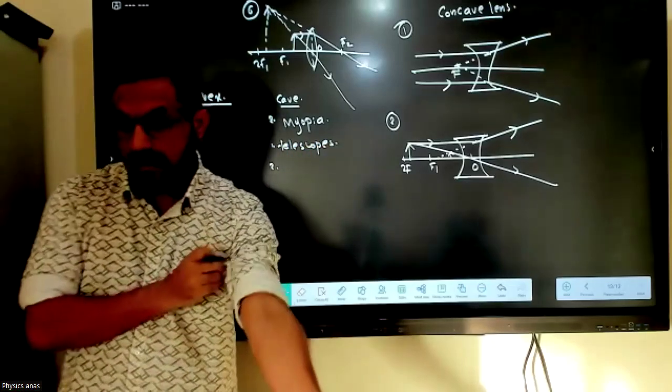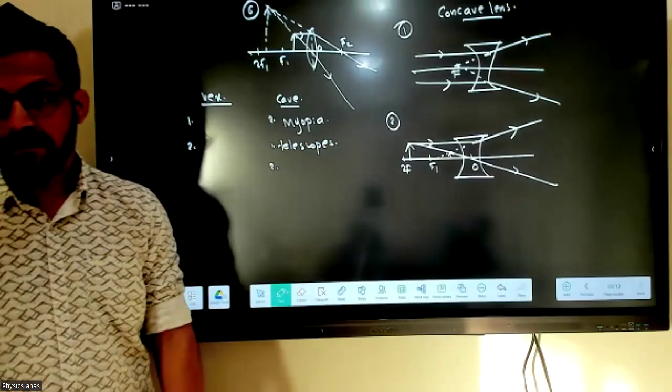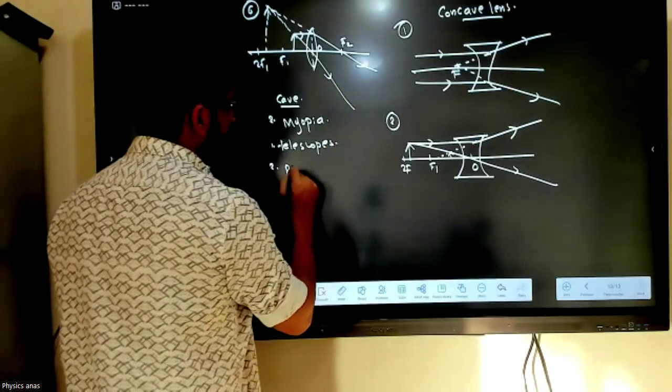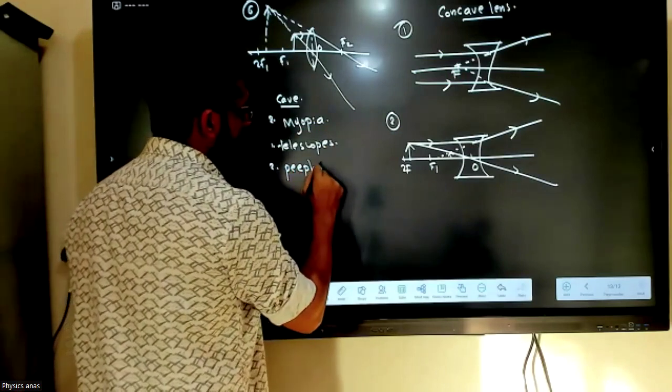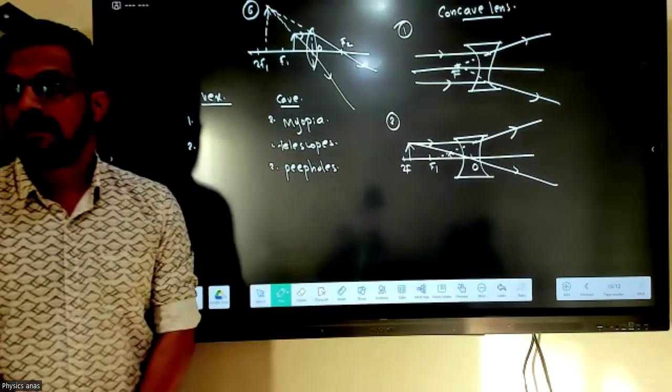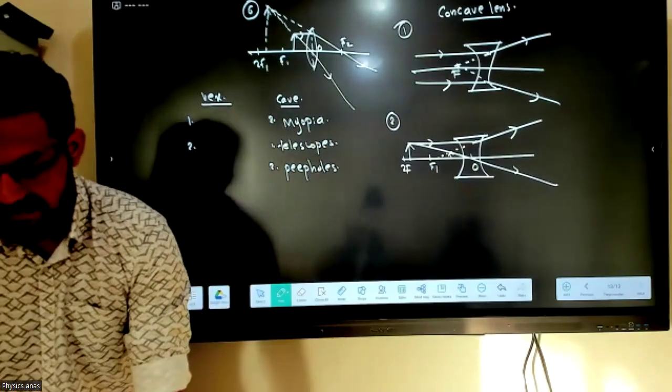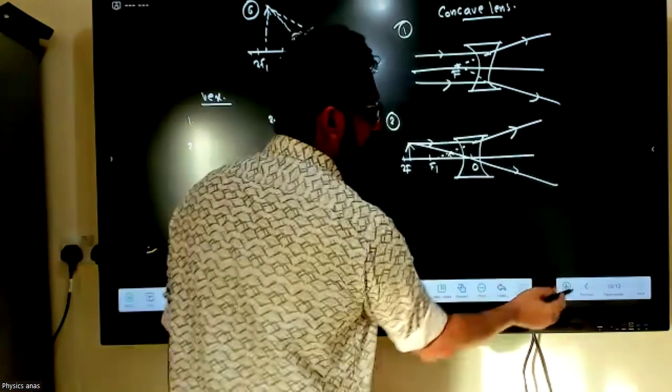Okay, and used in peepholes, which is fixed on a door. Peepholes. Got it? These are the uses, or the applications, of convex lens and concave lens. After that, we saw the lens formula.